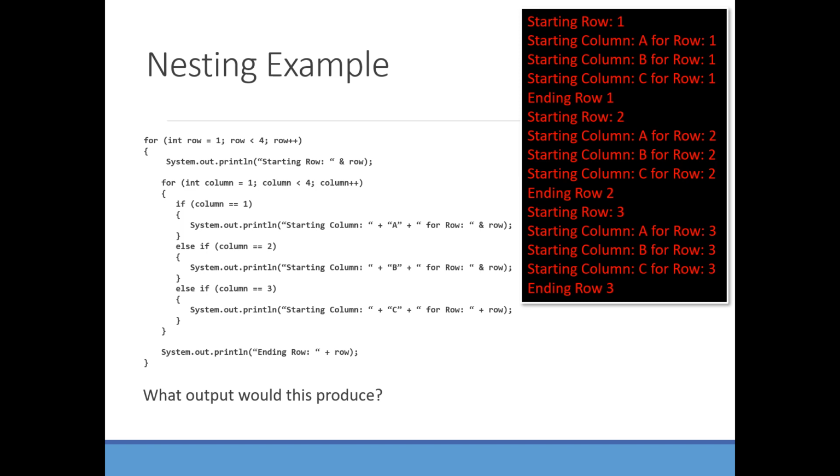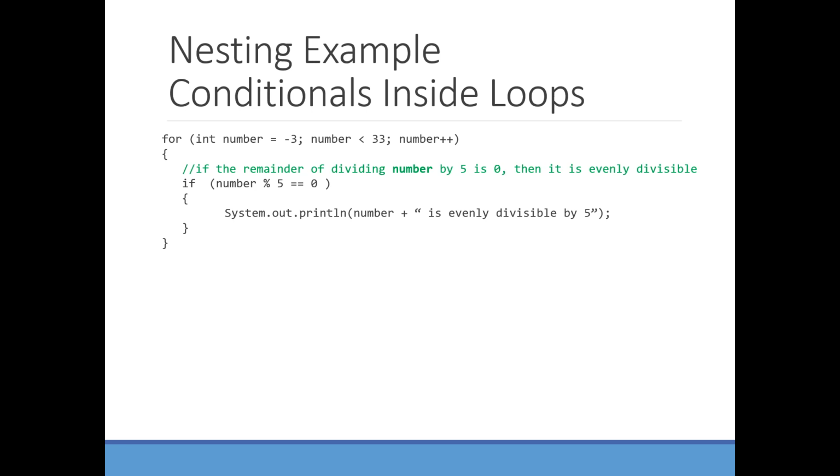Now let's move on into something a little bit more applicable. Here we have a simple loop and a conditional inside it, a selection statement. Well, what's actually happening? Read the comment. If the remainder of dividing number by 5 is 0, then it's evenly divisible. So what is this program doing? It's displaying all of the numbers from -3 all the way up to 32 that are evenly divisible by 5.